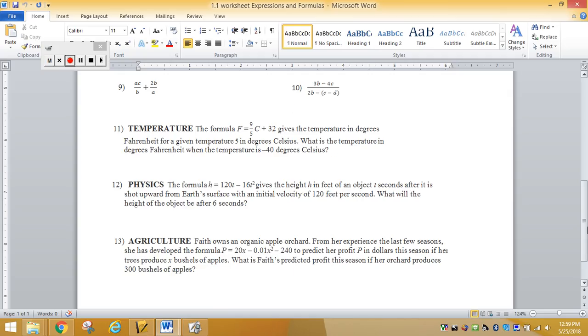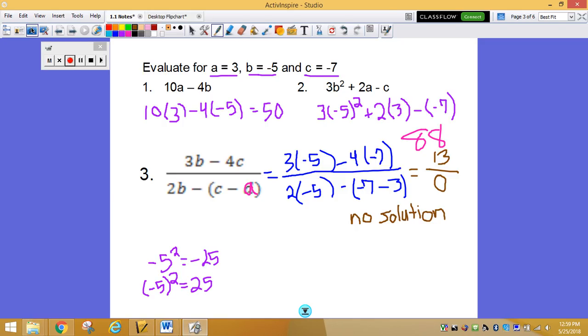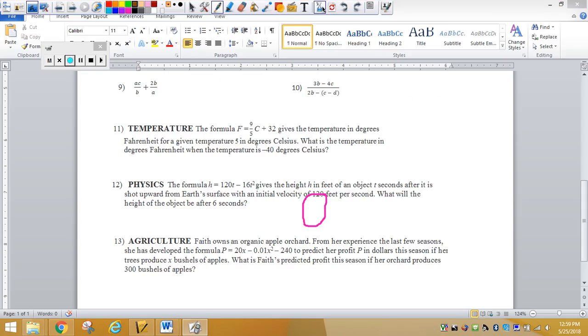I do want to show you how to do 11, 12, and 13 real quick. For all of these, you're going to take whatever they give you. So here they're giving us -40, and you're going to plug it in for your variable. So you're going to do 9/5 times -40 plus 32, see what you get. For 12, we're plugging in 6 for both t's. So you're going to do 120 times 6 minus 16 times 6 squared. And for 13, we're plugging in 300. So here and here. So 20 times 300 minus 0.01 times 300 squared minus 240.